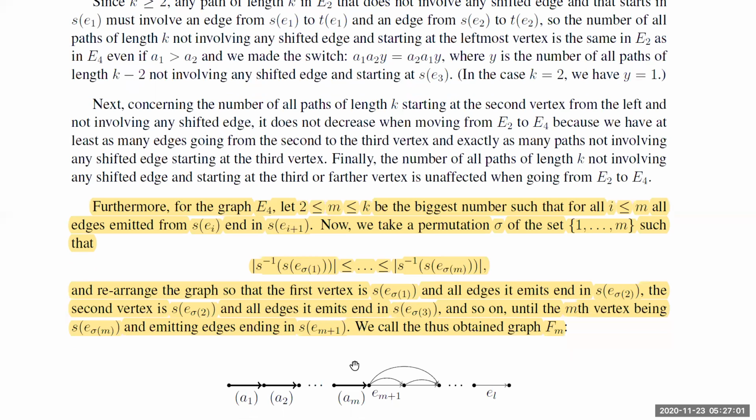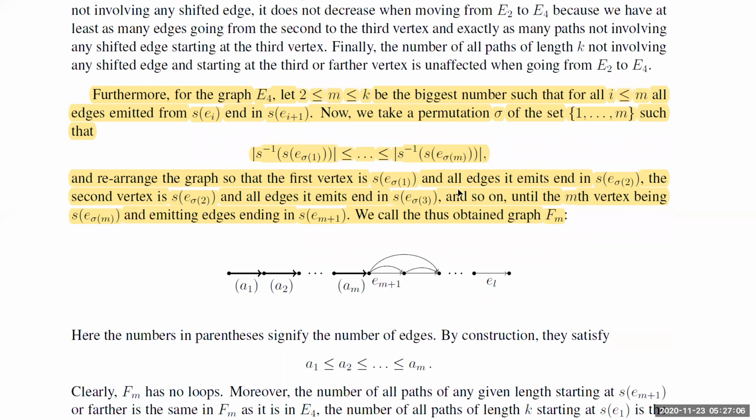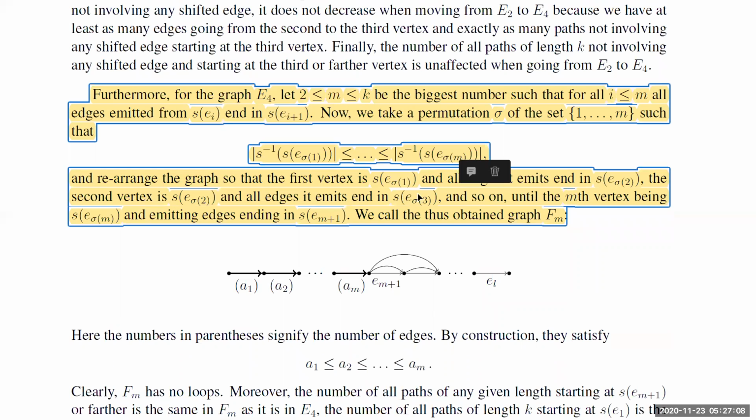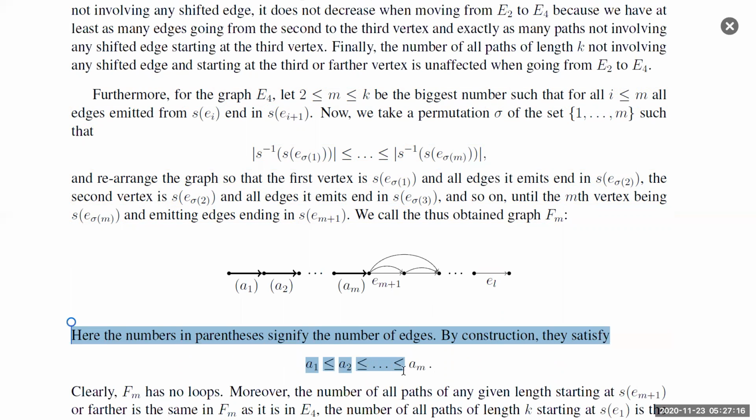Right, so this way, by construction, when I choose my notation to be... because you see, writing all this S inverse of S of E sigma 1 and so on is a little bit awkward, right? I'm just calling this number A1, the second number A2, and the nth number AM.